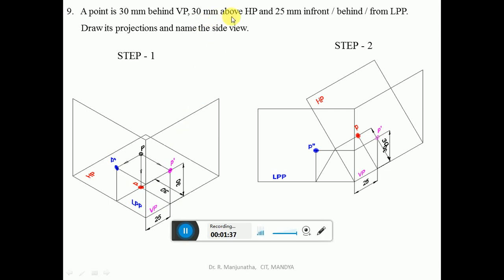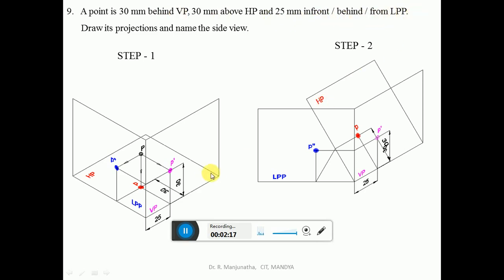And 30 mm above HP: when you look from the front view, the distance above HP, which is 30 mm, can be seen on the vertical plane. You can see that it will be on the vertical plane. The distance of 30 mm above HP is seen in the vertical plane. Now, 25 mm in front of or behind LPP. From the video of projections of points in the second quadrant, we have explained in detail the condition of behind VP. So obviously it should be behind LPP.